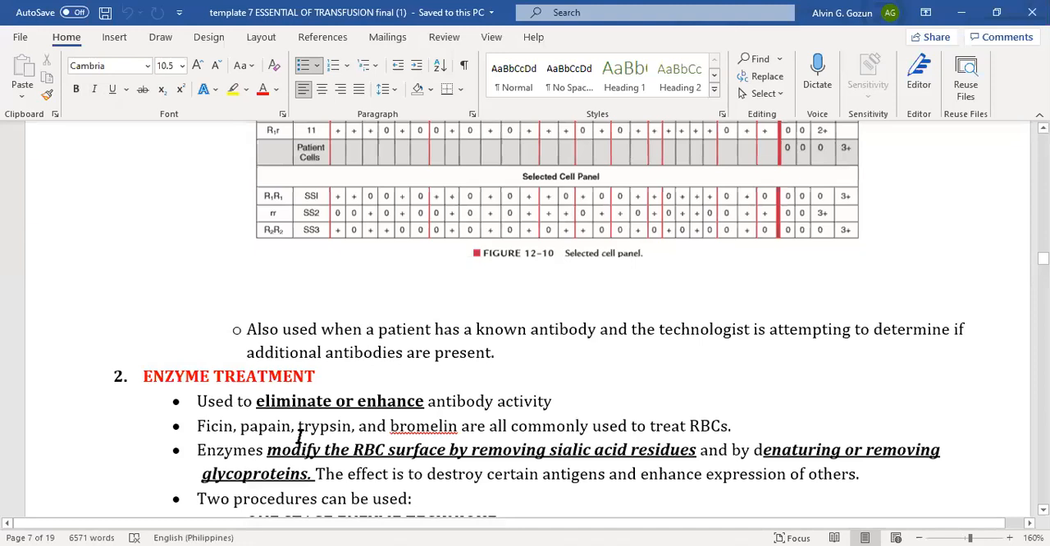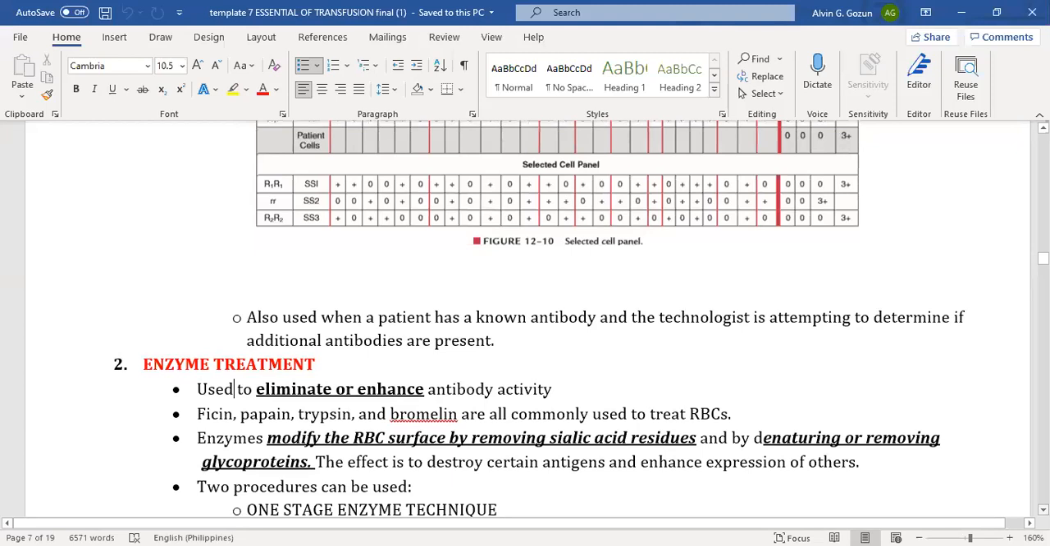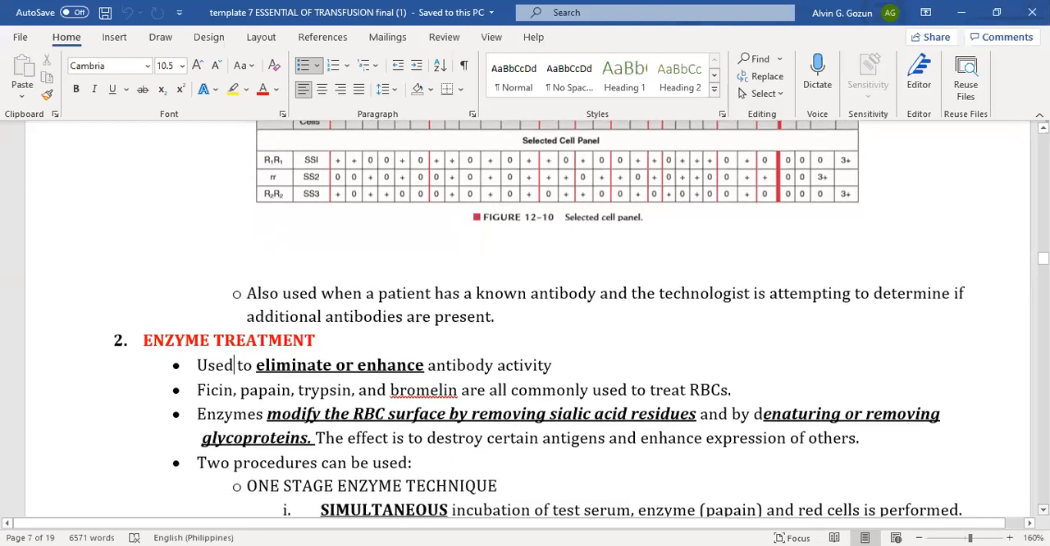So what enzymes are used here? These are ficin, papain, trypsin, bromelain. And these are commonly used to treat your RBCs. So what is the mode of action? They modify the RBC surface by, of course, removing the sialic acid residues and by denaturing or removing glycoproteins on the surface of your red blood cells. The effect is to destroy some antigens and, of course, enhance the expression of others.